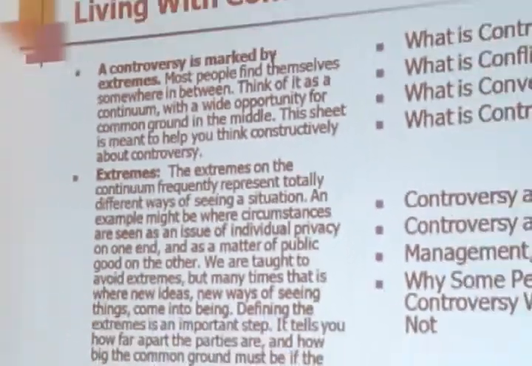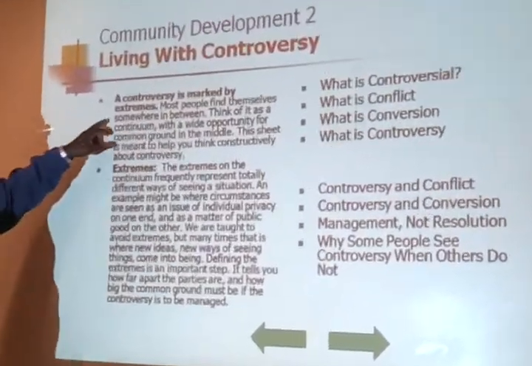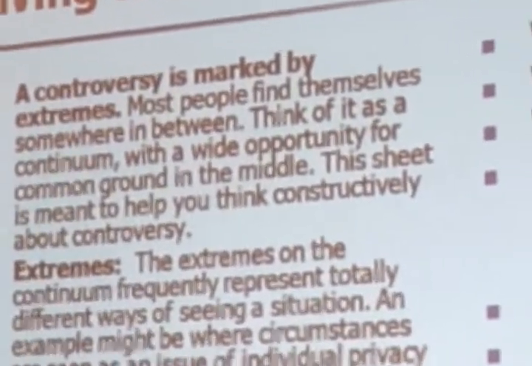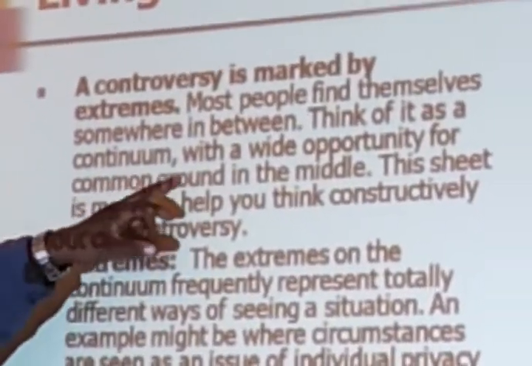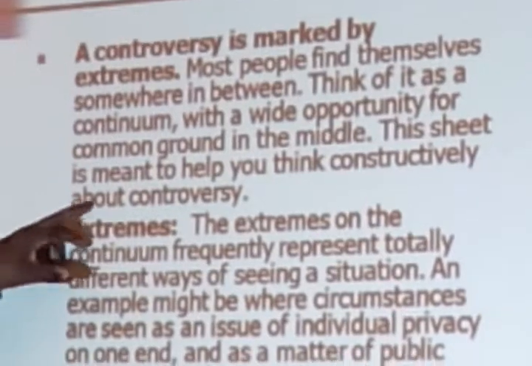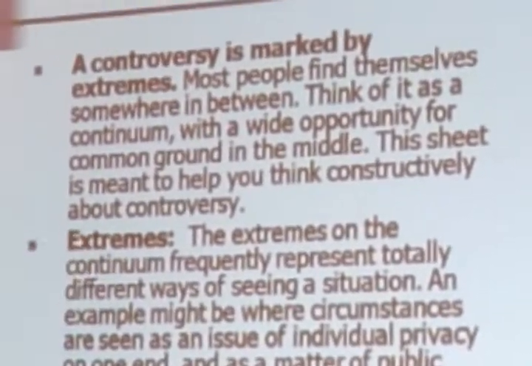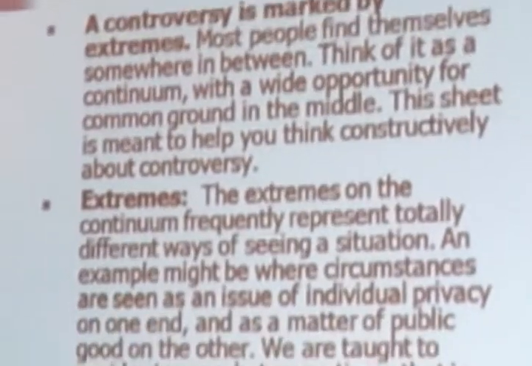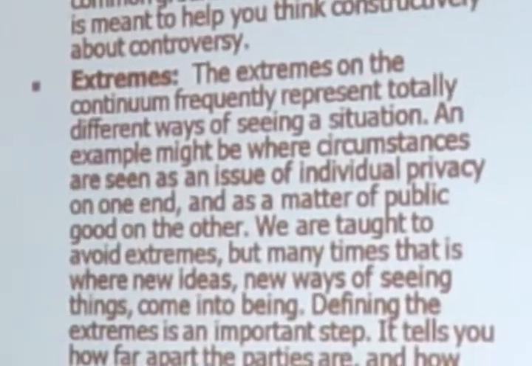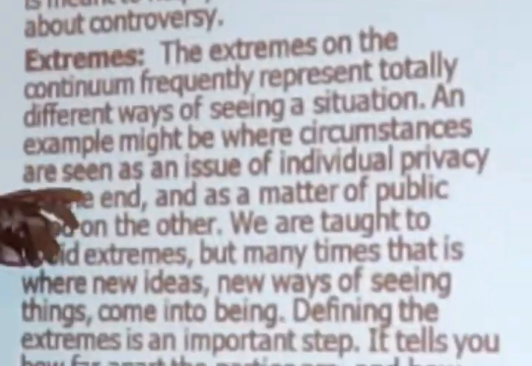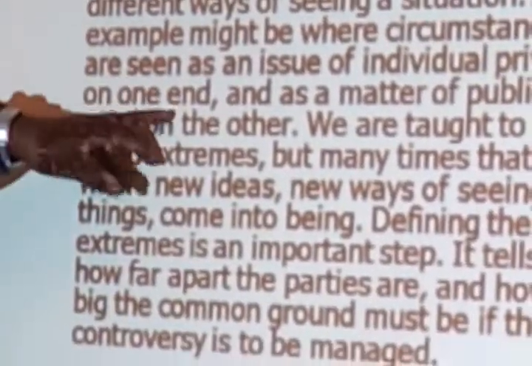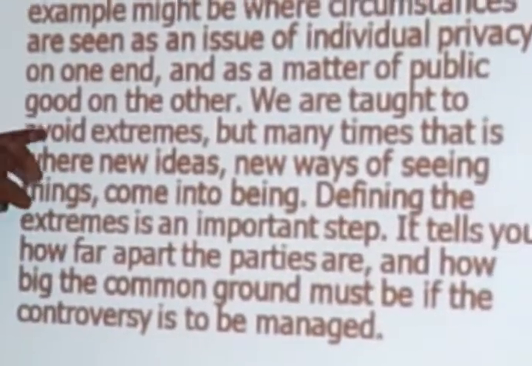Living with controversy. First of all, controversy is marked by extremes. Most people find themselves somewhere in between. Think of it as a continuum with a wide opportunity for common ground in the middle. This sheet is meant to help you think constructively about controversy. Extremes. The extremes on the continuum frequently represent totally different ways of seeing a situation. An example might be where circumstances are seen as an issue of individual privacy on one end and as a matter of public good on the other.